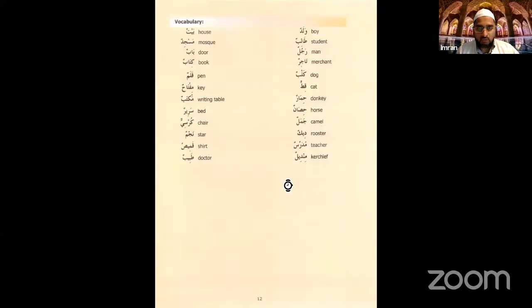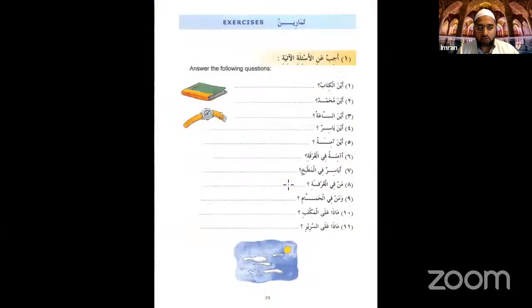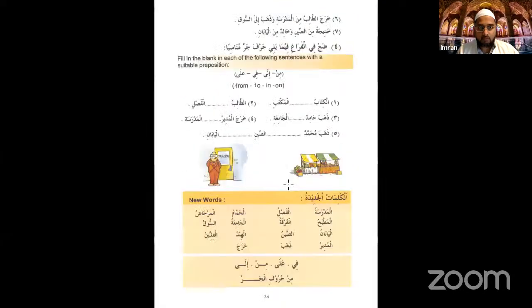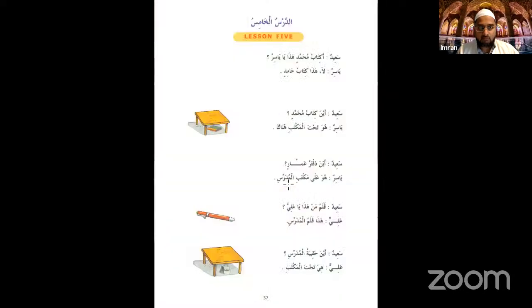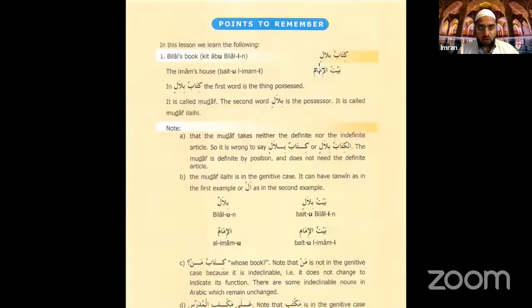So we're going to start from lesson number 5, I said, but I think we did lesson 5. So lesson number 5, it's all about mudaf ilay. So when we say kitabu Muhammadin, it means book of Muhammad or Muhammad's book. So this is called possession. And we spoke about this in the actual points to remember.